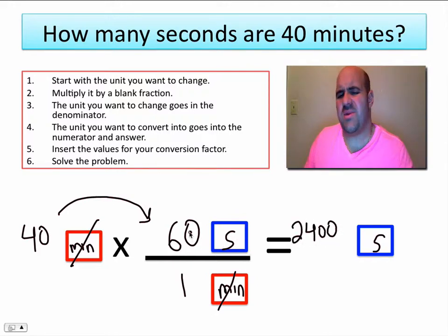seconds. And always get into the habit of dividing by the bottom number, because a lot of times this might not be 1. There might be another number there. So you're always going to multiply across and divide by the bottom one. Those are the steps to doing it so we don't confuse ourselves. But again, we have 2,400 here for our final answer.